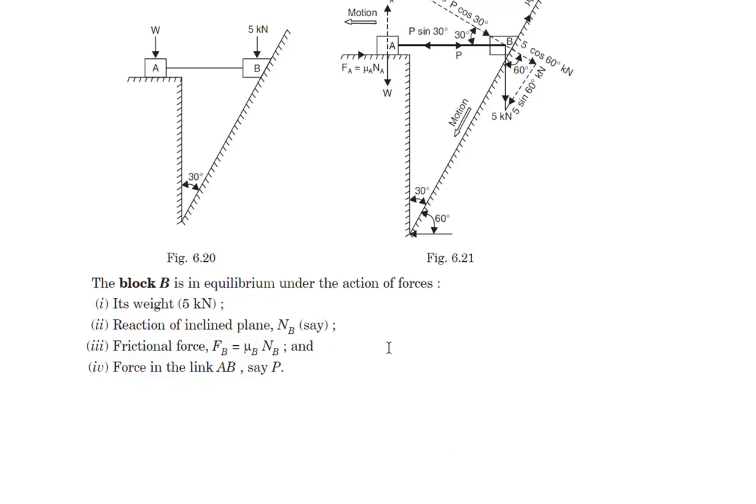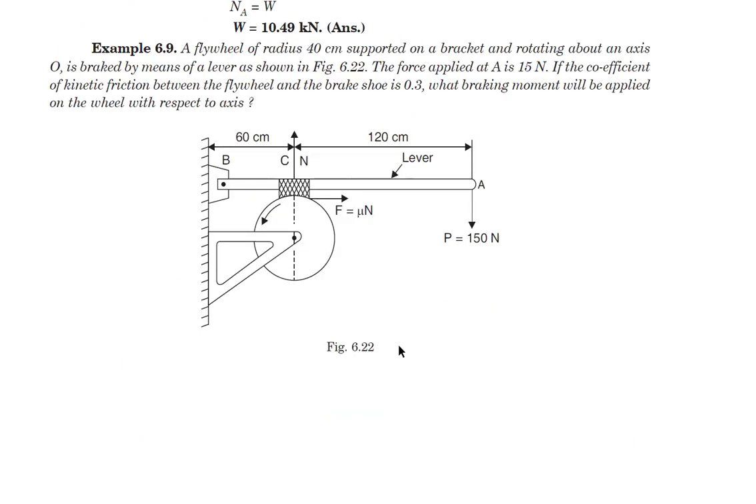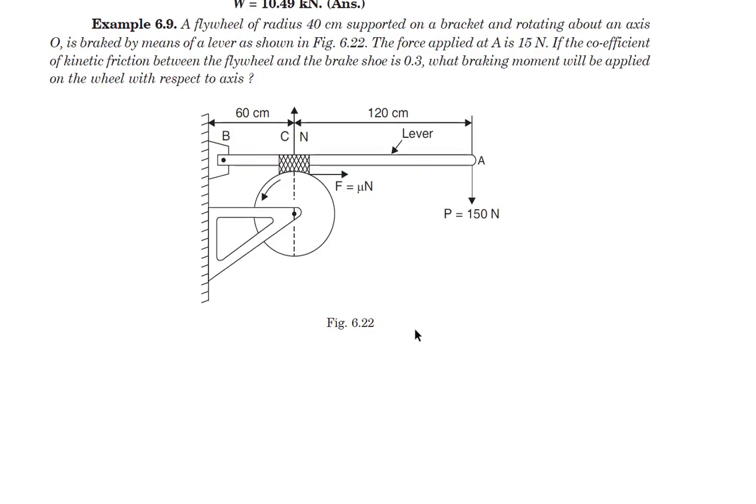Let us now move to the next problem. Here the problem statement is like this: a flywheel of radius 40 centimeters, supported on a bracket and rotating about an axis O. This rotating wheel is braked by means of a lever as shown in figure 6.22. The force applied at A is 150 Newton. It is misspelled here as 15.